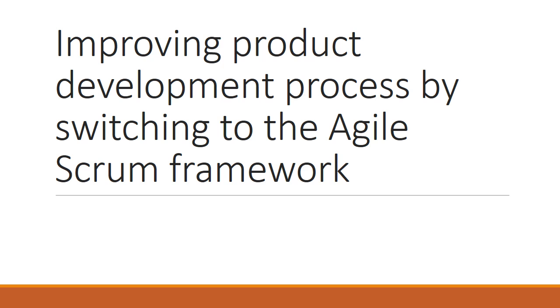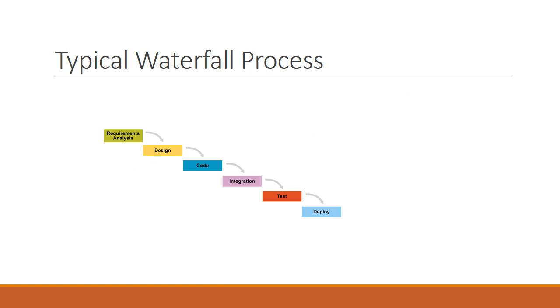Improving the product development process by switching to the Agile Scrum framework. The typical product development process uses the waterfall process. That process includes tasks such as requirements analysis, design, code, integration, test, and deploy.